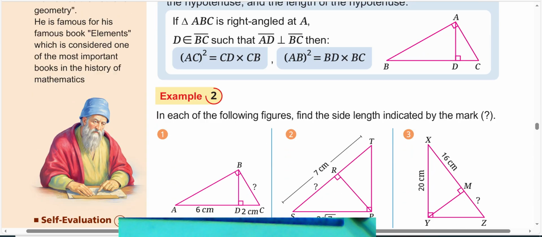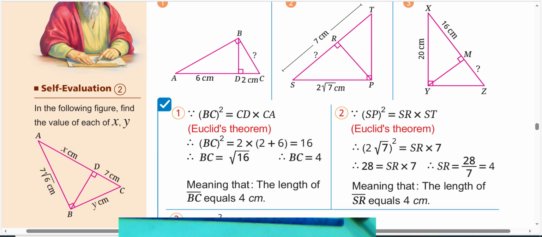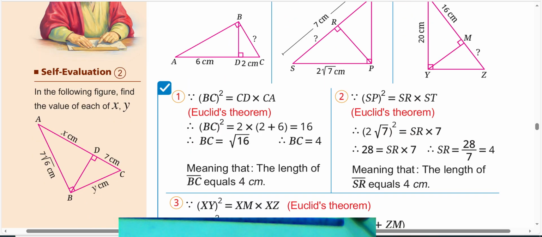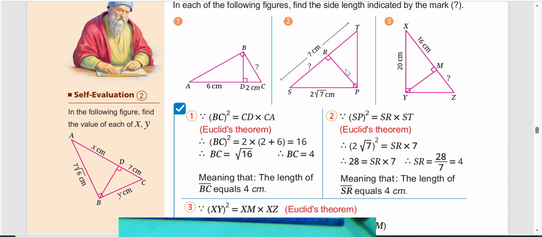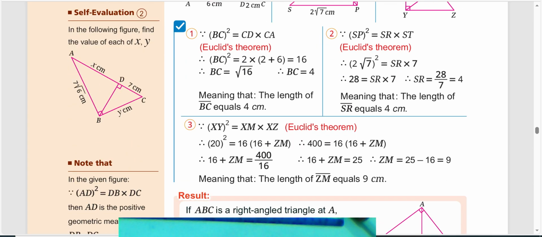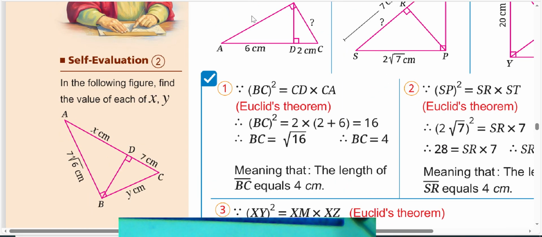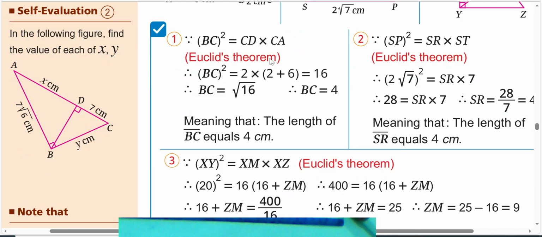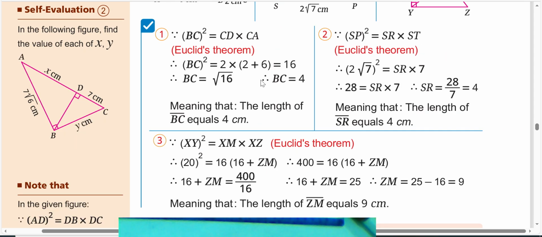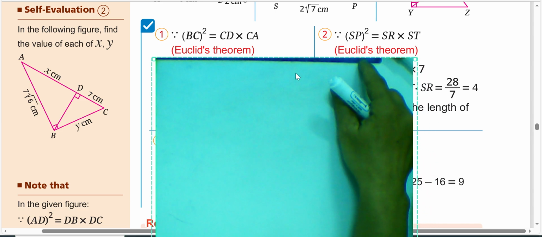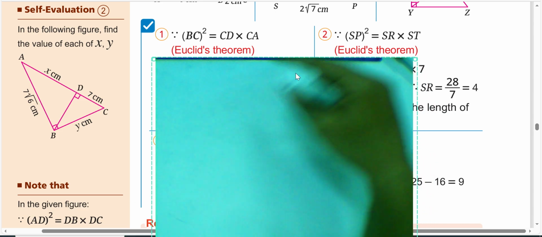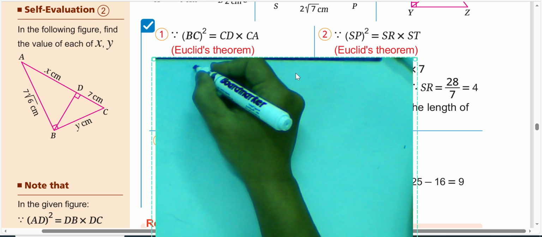We also have extra examples like this. We can find BC from Euclid's theorem, BC power 2 equals DC times CA, and here in the last question number 2 you can read all the solution, and then I will solve with you self equation number 2. Okay, look at here. Look at this question, self equation number 2. Okay, we have a right angle triangle here.